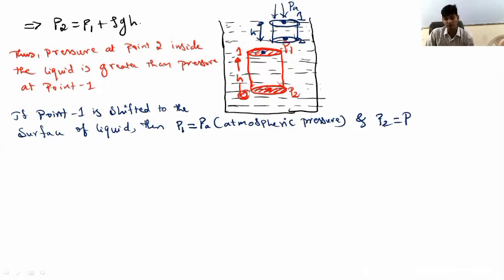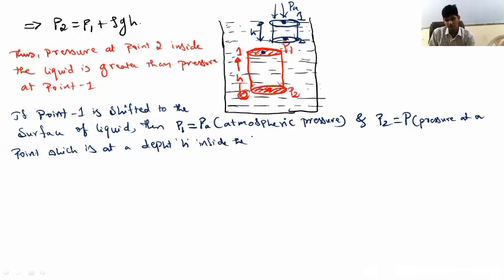P2 is the pressure at point 2, which is at a depth h inside the liquid. So P is the pressure at a point which is at a depth h inside the liquid. We have measured the depth of point 2 from the surface of the liquid.